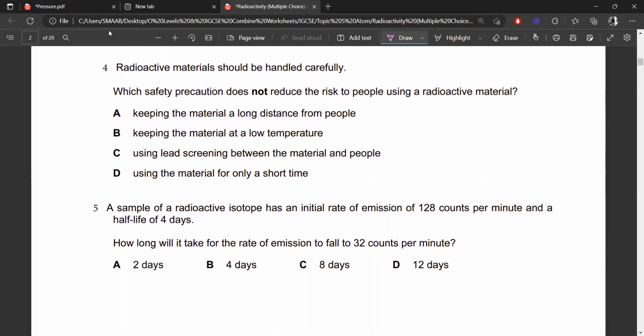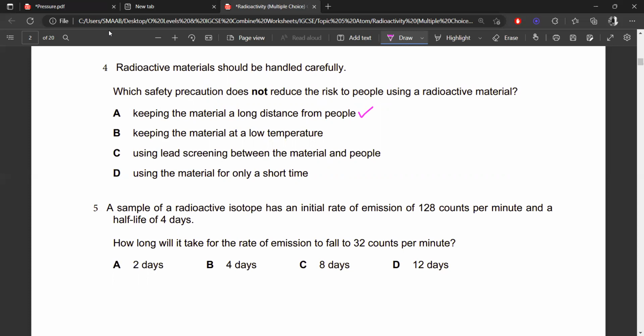Question number 4 is basically related to handling radioactive material carefully. First of all, which safety precaution does not reduce the risk to people using a radioactive material? So basically, this is related to safety precautions. If we start from option A, keeping the material a long distance from people, it is safe, right?